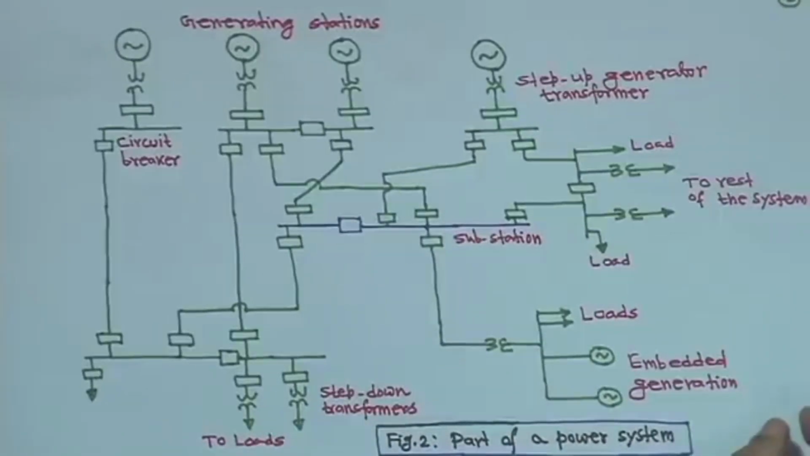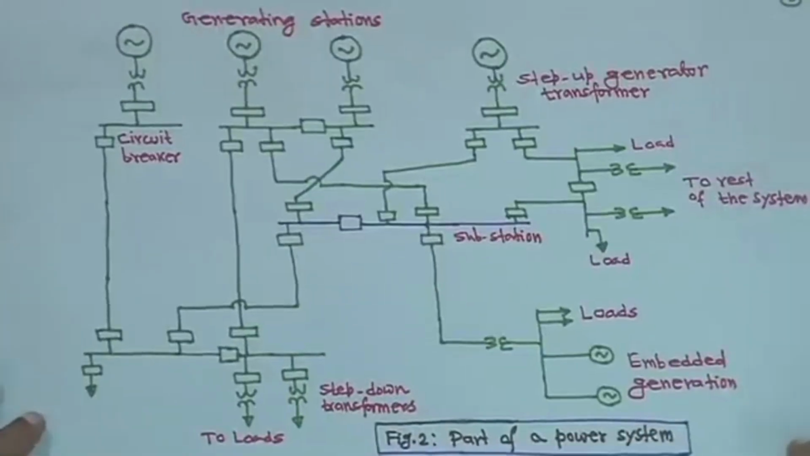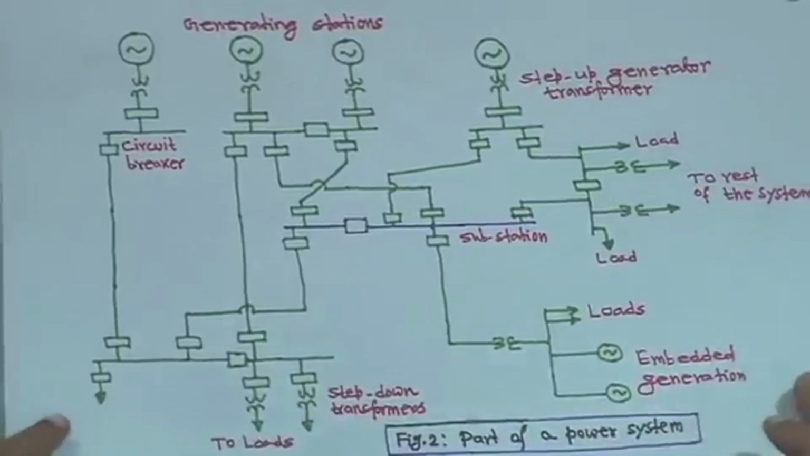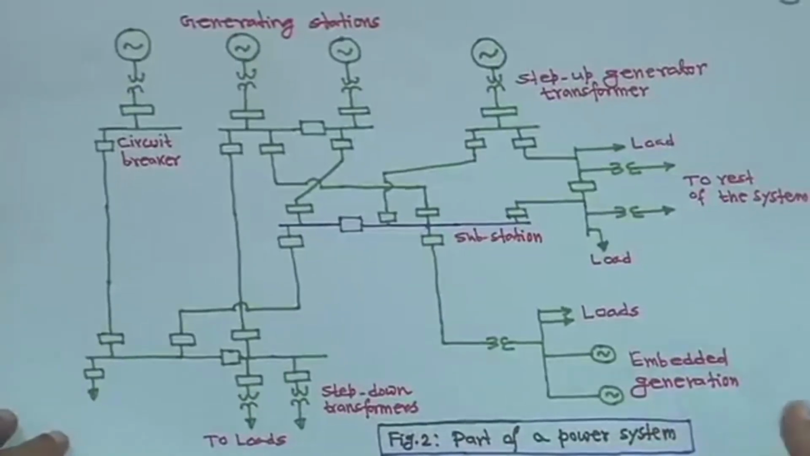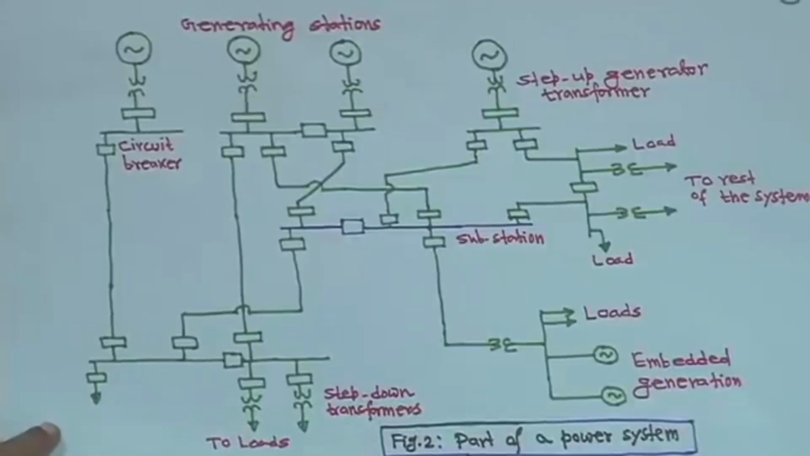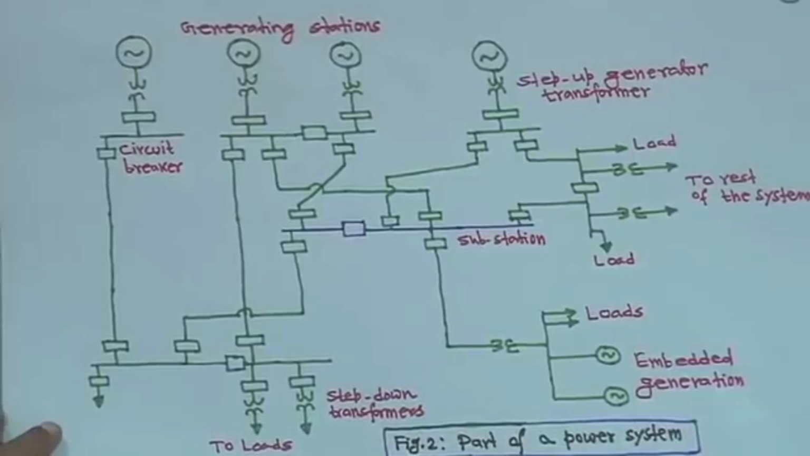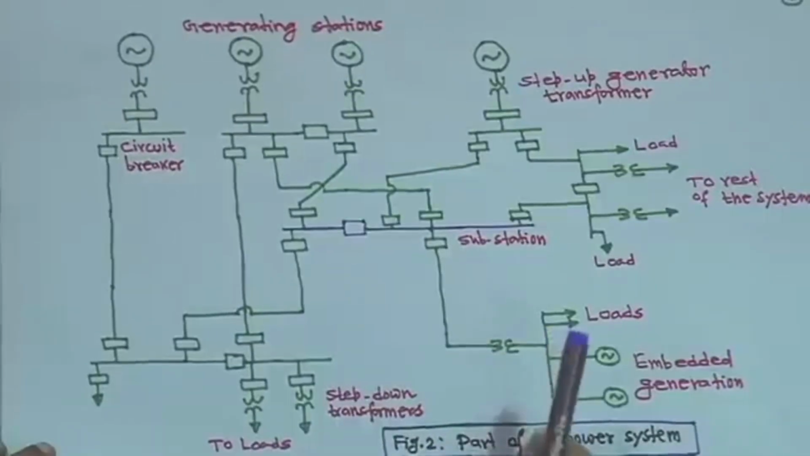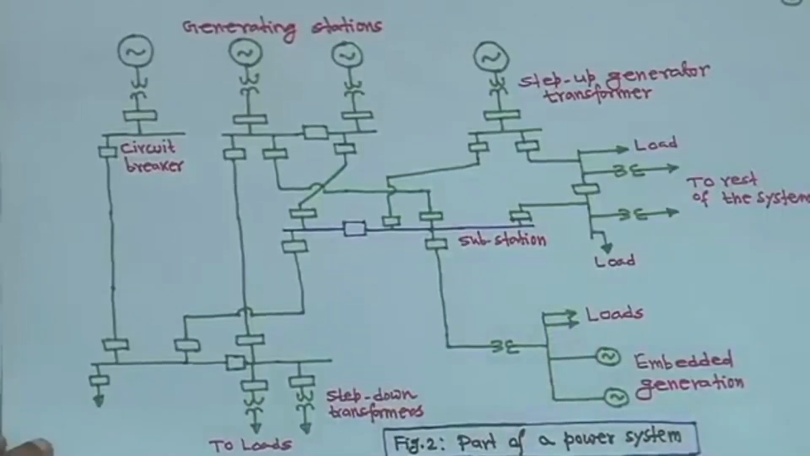This is the simplest way, but in a power network you have so many generators and so many transmission lines, right. We will see how to solve all these things when we come to what you call power flow or load flow studies, right. So these are the schematic diagrams of part of a power system.